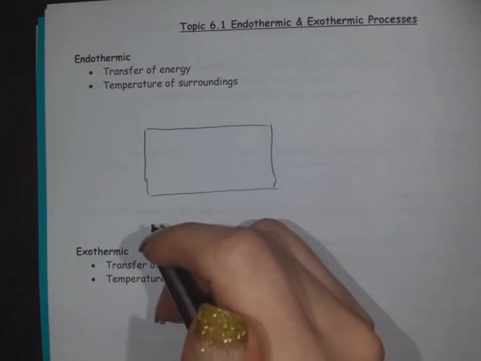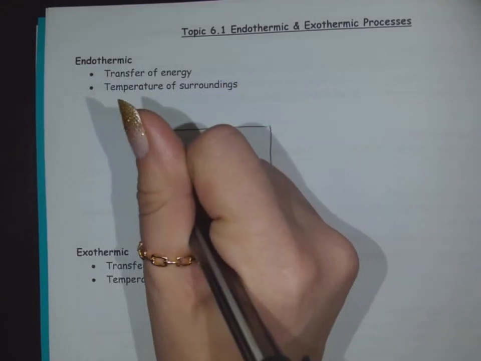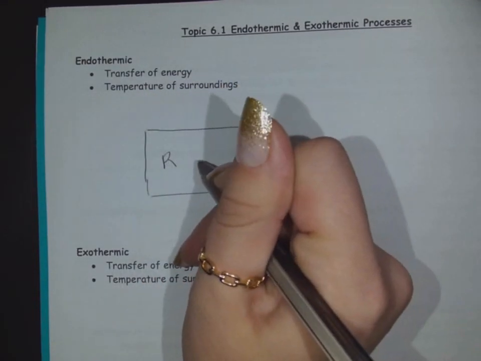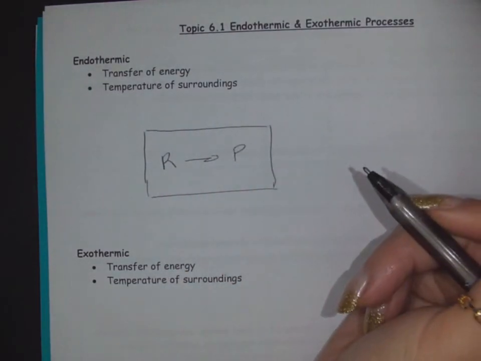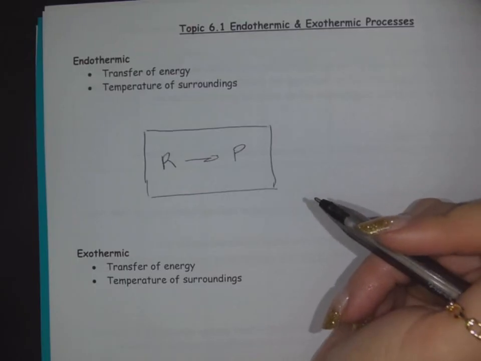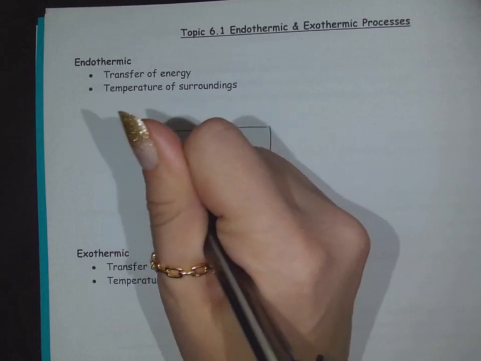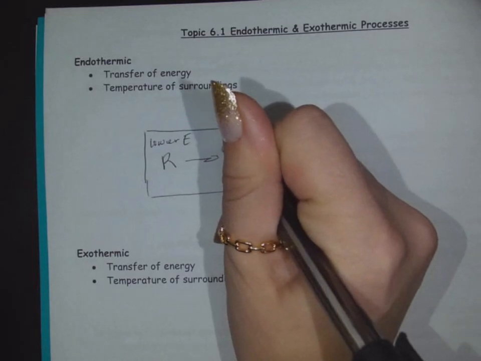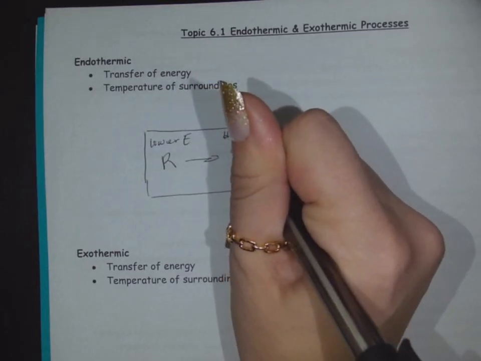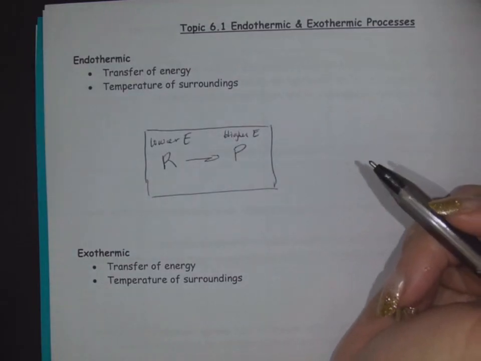So if we have our starting item, and let's just make it a chemical reaction for now. So we have our reactant atoms, and they're going to turn into products. Endothermic is gaining energy. So that means that we started with lower energy, and then it's going to increase in energy. So we're going to have higher energy. So if we're going from lower energy to higher energy, where did the energy come from?